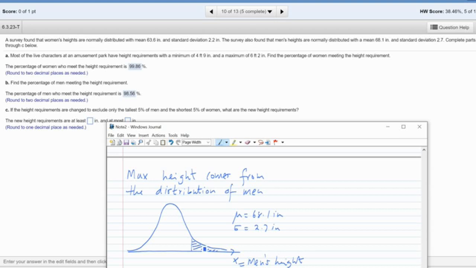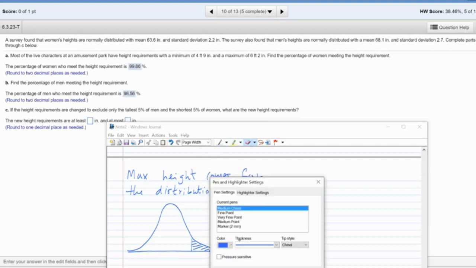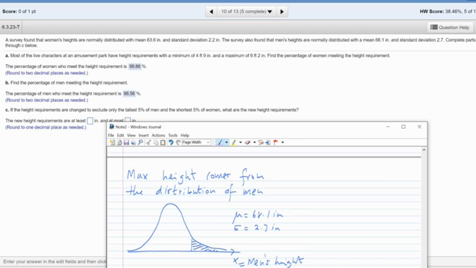So that area is equal to 0.05. Okay, I should use a different color perhaps. So this area is 0.05 and we have to find out this x. Now we convert this into standard normal.